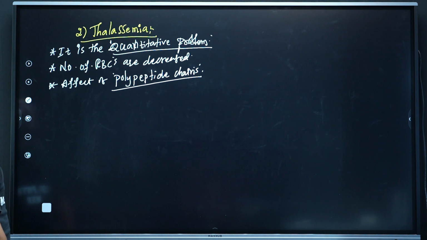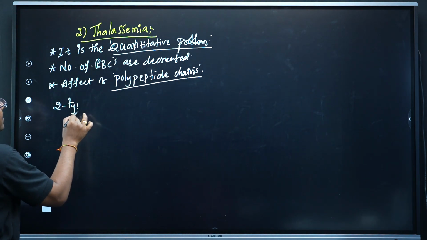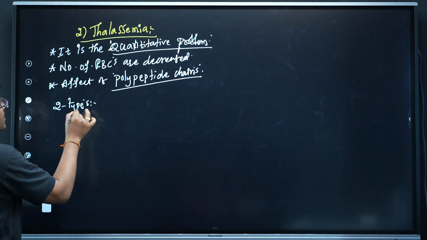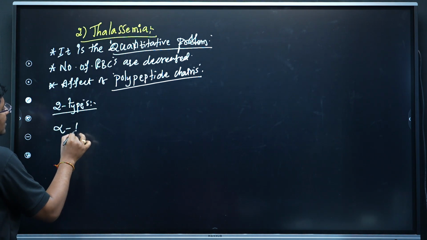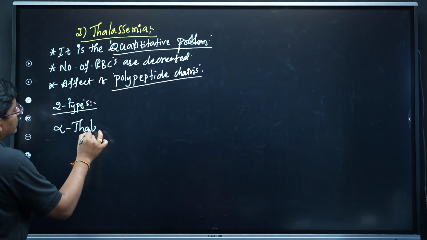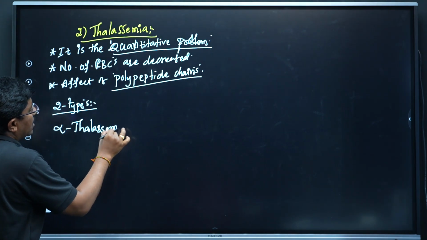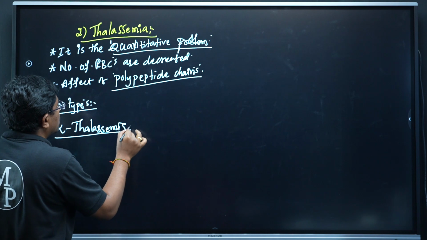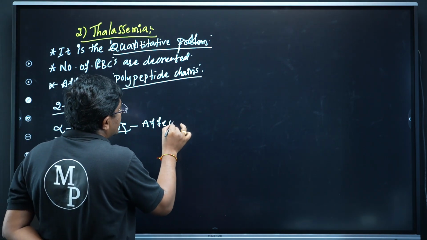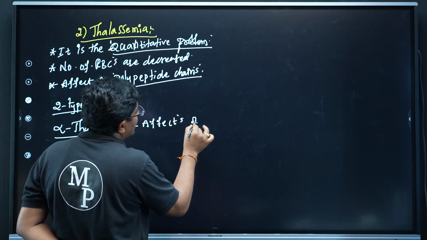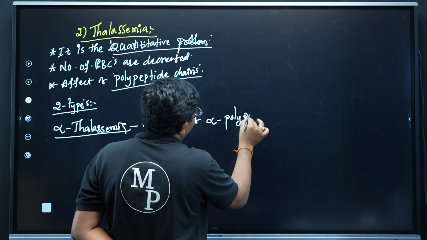Okay, see the thalassemia, 2 types of thalassemias are there. One is the alpha thalassemia. It is the effect of alpha polypeptide chains.